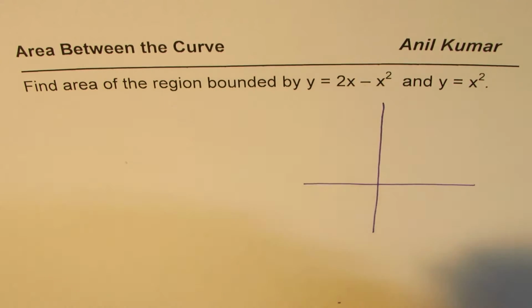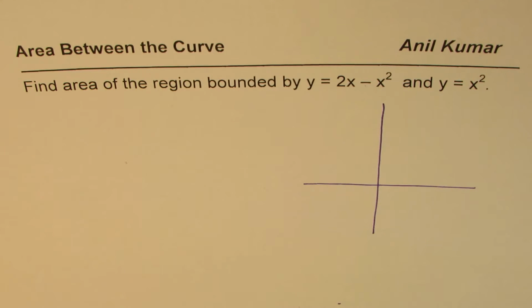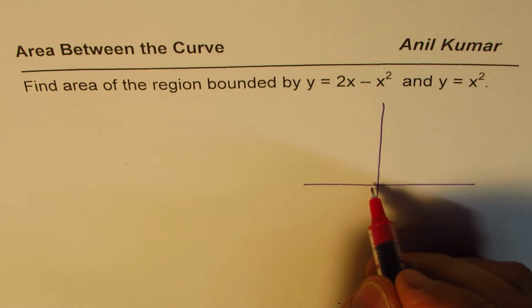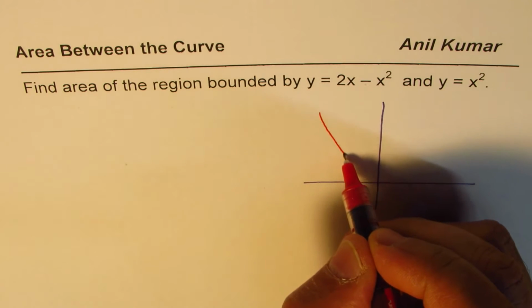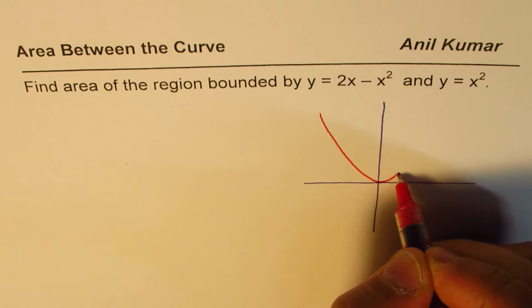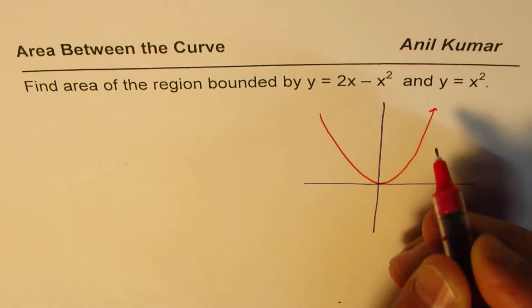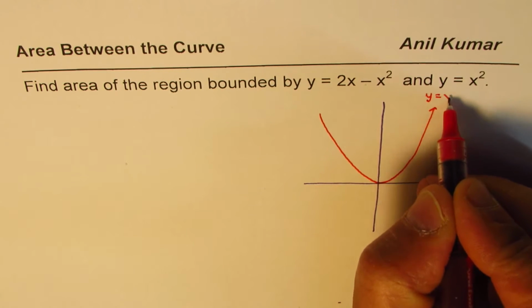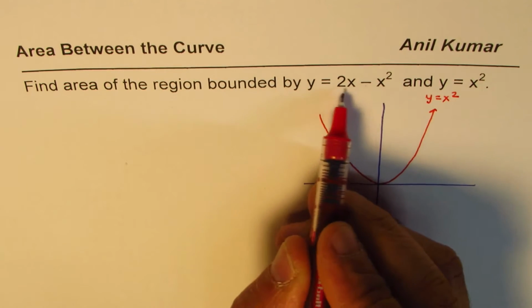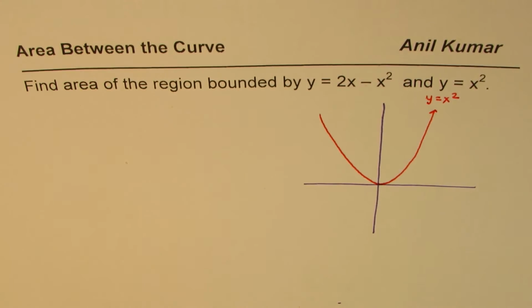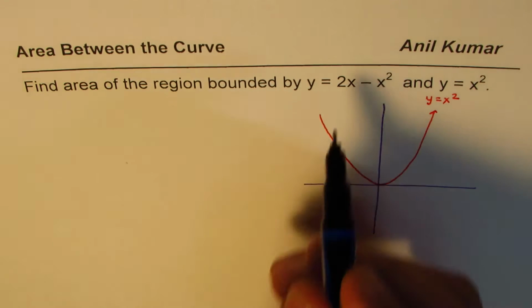So the first one here is, let me use y equals x squared. That is a very standard graph. So it's kind of a parabola which opens upward like this, right? So that's the parabola which is y equals x squared. Now how do we sketch 2x minus x squared? Well, let's try to do that.